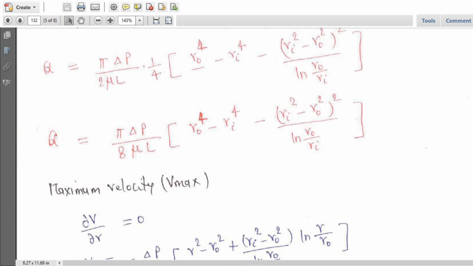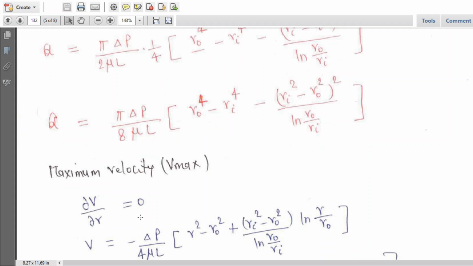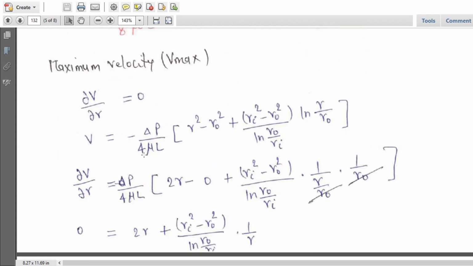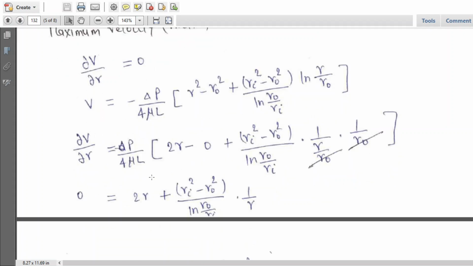Now we want to find the position of maximum velocity. For maximum velocity the derivative must be 0, so dVz upon dr must be 0. This is the velocity expression: v equals minus delta p upon 4 mu l, times r square minus r0 square by 2 plus ln ri square minus r0 square upon ln r0 upon ri, times ln r upon r0, differentiating with respect to r here. So you have minus delta p upon 4 mu l, and this will give 2r here.